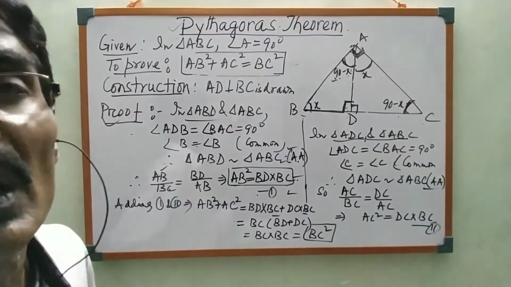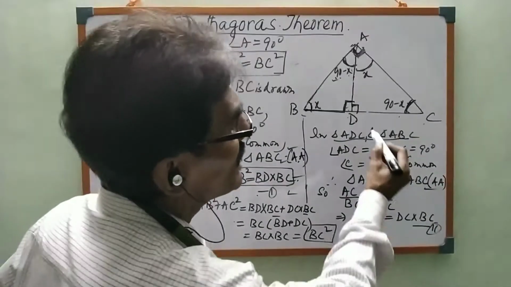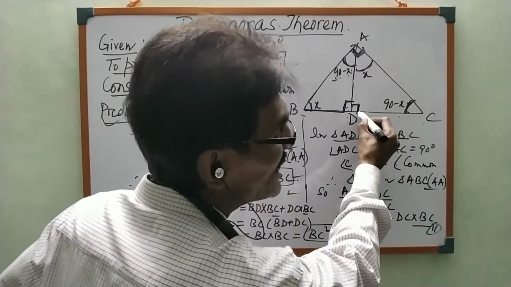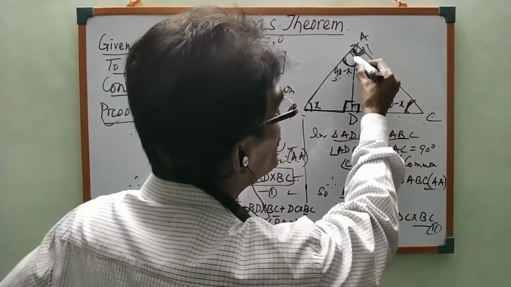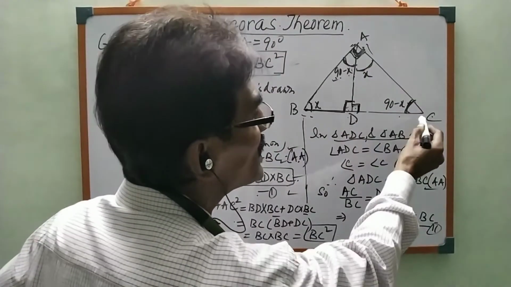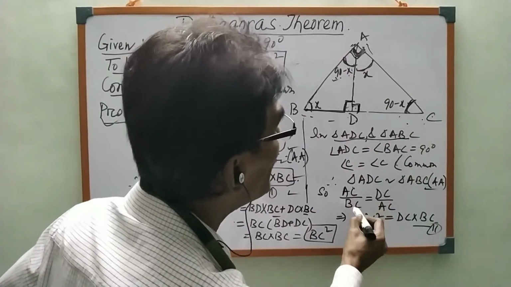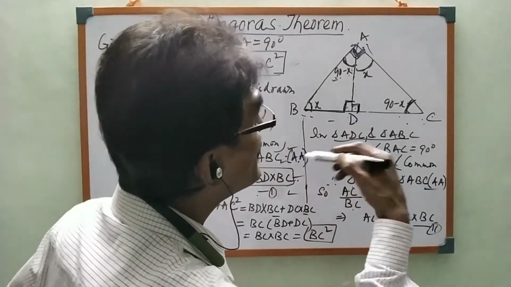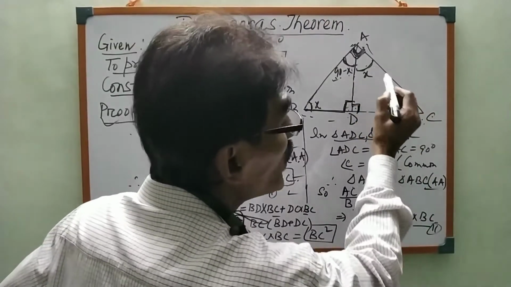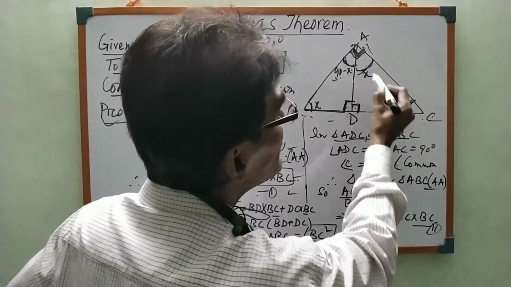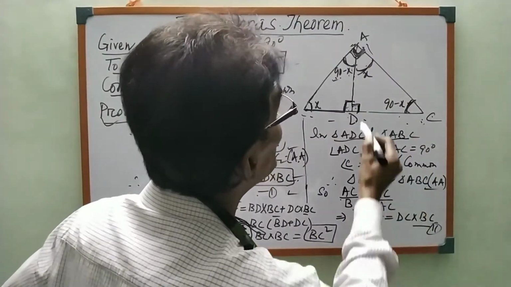Again, by the same property, angle. Again take the ratio of the sides. Opposite to 90 degrees in the small triangle, the side is AC. Opposite to 90 degrees in the larger triangle, the side is BC. That's why we are getting AC by BC. Similarly, opposite to angle X, the side is DC, and here the corresponding side is also AC.